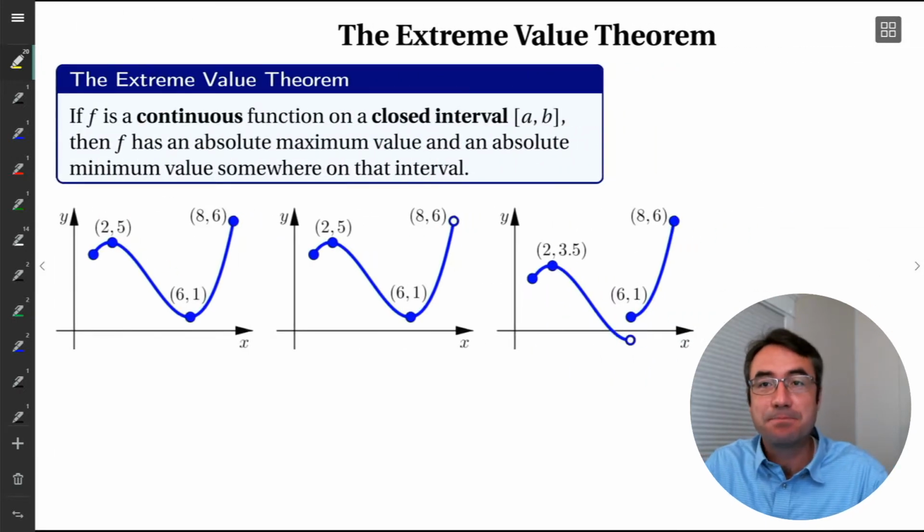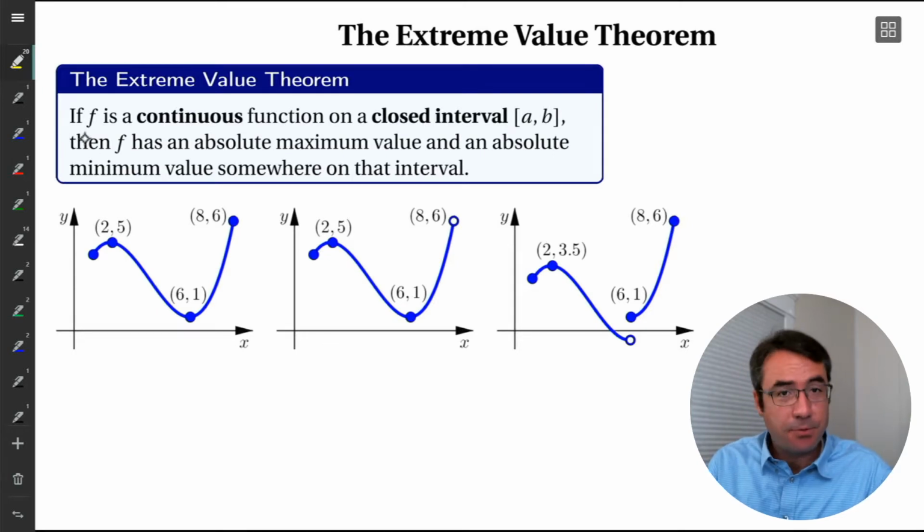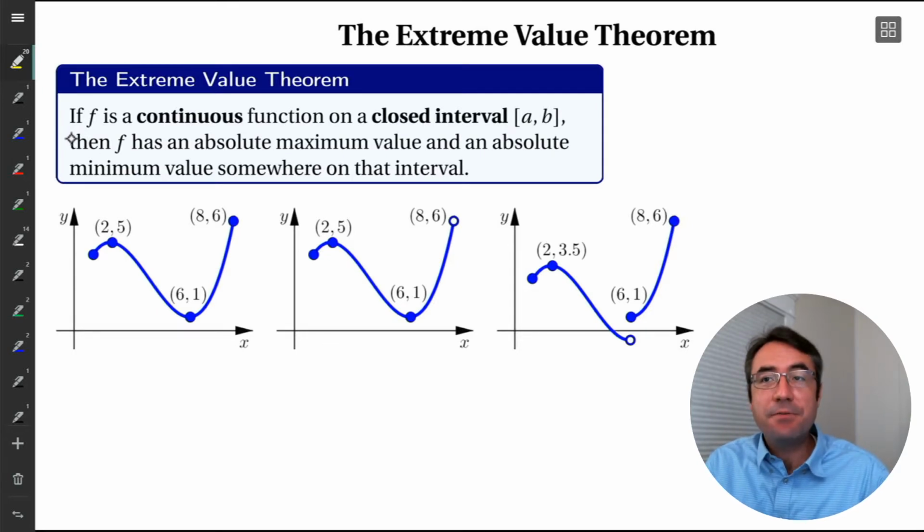So here it is, and let's read through it. If function f is a continuous function on a closed interval from a to b, so that means we're including the endpoints, a and the endpoint at x equals b, well, then something kind of magical happens. Our function f is guaranteed to have an absolute maximum value and an absolute minimum value somewhere on that interval.